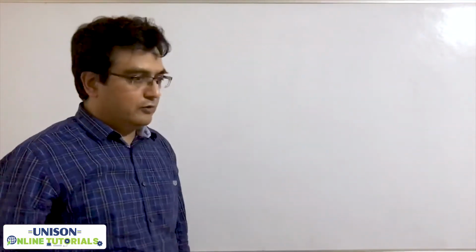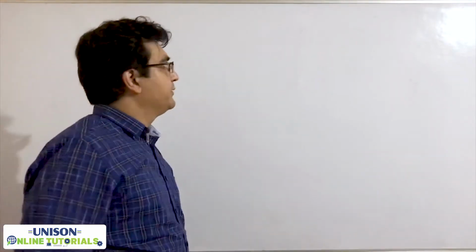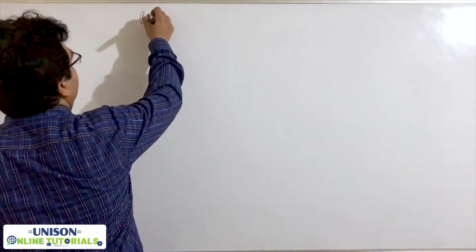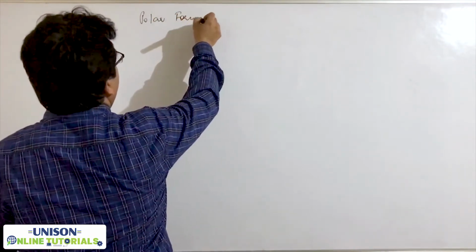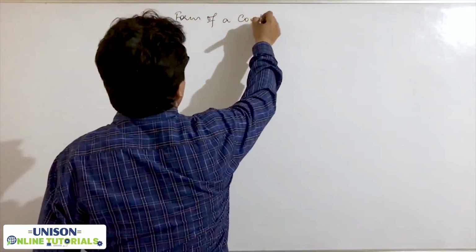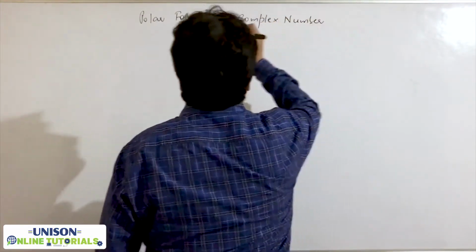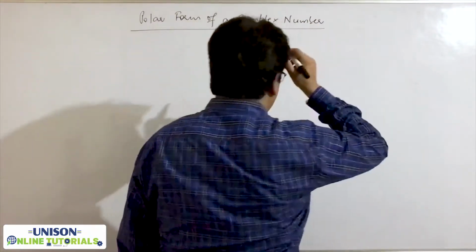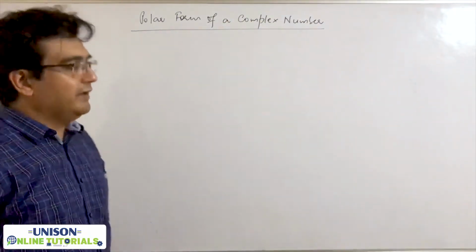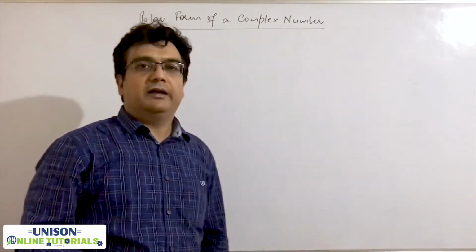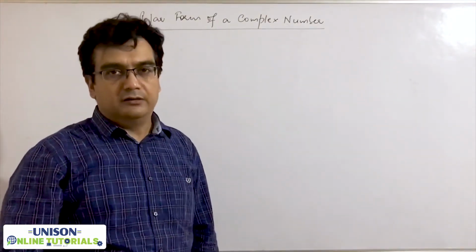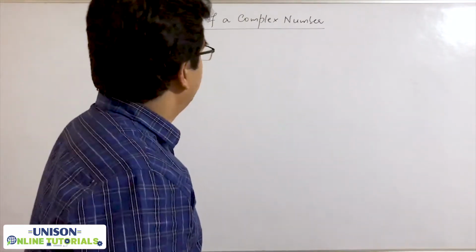Hello students, now we will do the polar form of a complex number. So first of all, what is the polar form of a complex number? It is the method of writing the complex number in the form of sin theta and cos theta, that is, in trigonometric terms. So that is called the polar form of a complex number.